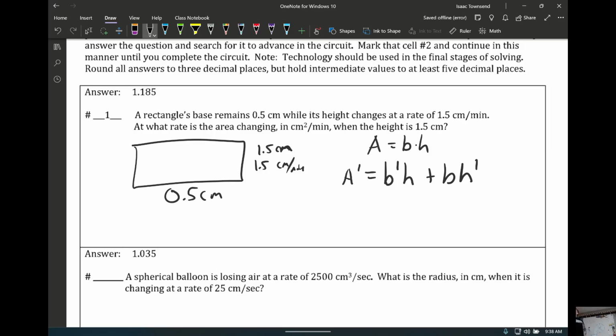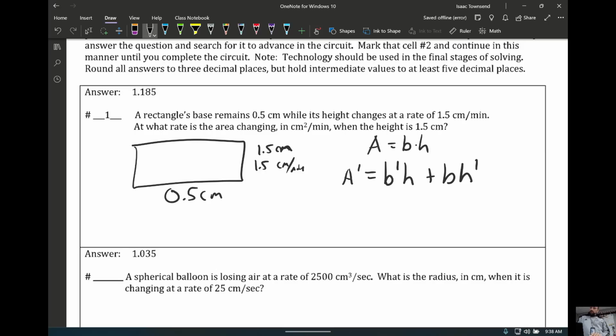Product rule still applies. Now notice, every time I took the derivative of A, I needed an A prime. Every time I took the derivative of B, I needed a B prime. Every time I took the derivative of H, I needed an H prime. The reason all of those needed a prime is because we're taking the derivative with respect to T. And A is not the same as T, B is not the same as T, and H is not the same as T. That's why those are needed.